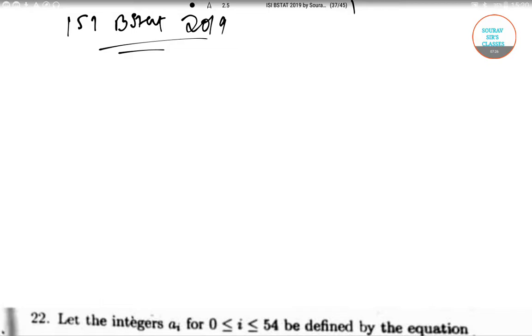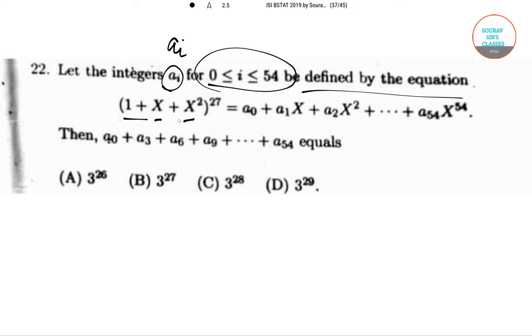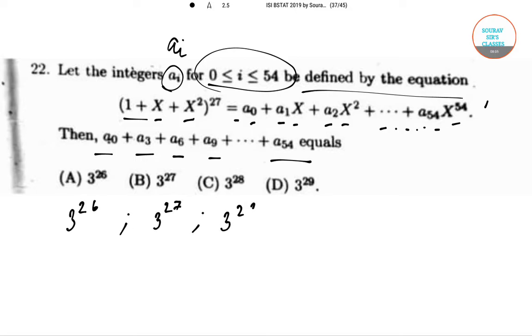Okay, so let's discuss the question. Question number 22. Let the integers ai for i lying between 0 and 54 be defined by the equation (1 plus x plus x square) whole to the power 27 equal to a0 plus a1x plus a2x square up to a54x to the power 54. Then a0, a3, a6, a9 up to a54 equal to what? So this question has been given. Now there are four alternatives. The first is 3 to the power 26, then 3 to the power 27, then 3 to the power 28, and then 3 to the power 29. So four options have been given to us.